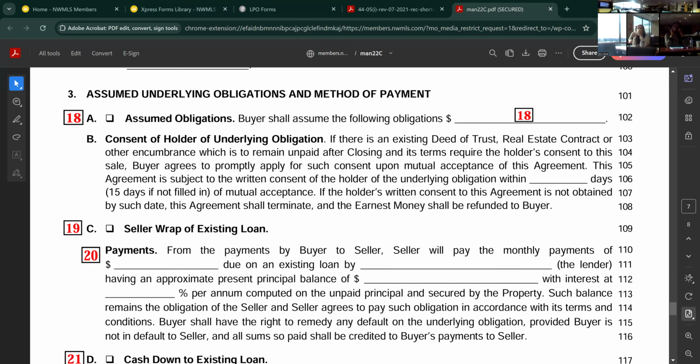Consent of holder of underlying obligation. There is an existing deed of trust, real estate contract, or other encumbrance which is to remain unpaid after closing, and its terms require the holder's consent to this sale. Buyer agrees to promptly apply for such consent upon mutual acceptance of this agreement. This agreement is subject to the written consent of the holder of the underlying obligation within X amount of days, 15 if not filled in, of mutual acceptance. If the holder's written consent to this agreement is not obtained by such date, the agreement shall terminate and earnest money shall be refunded to buyer.